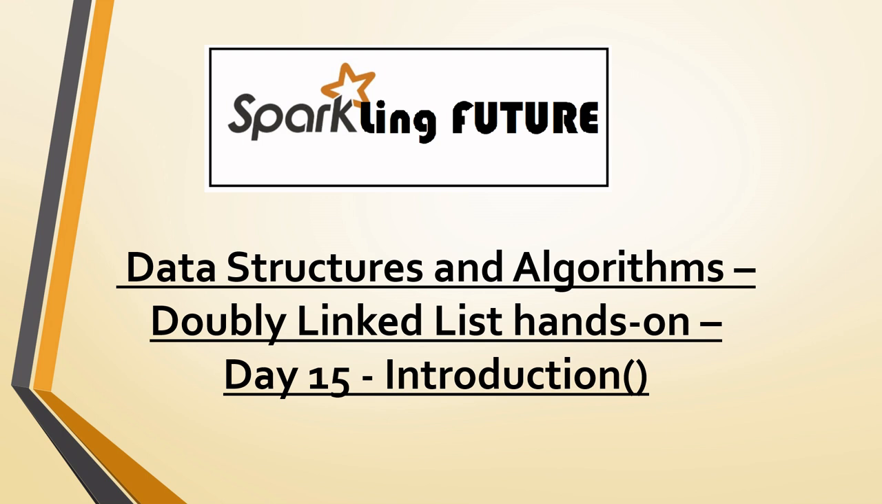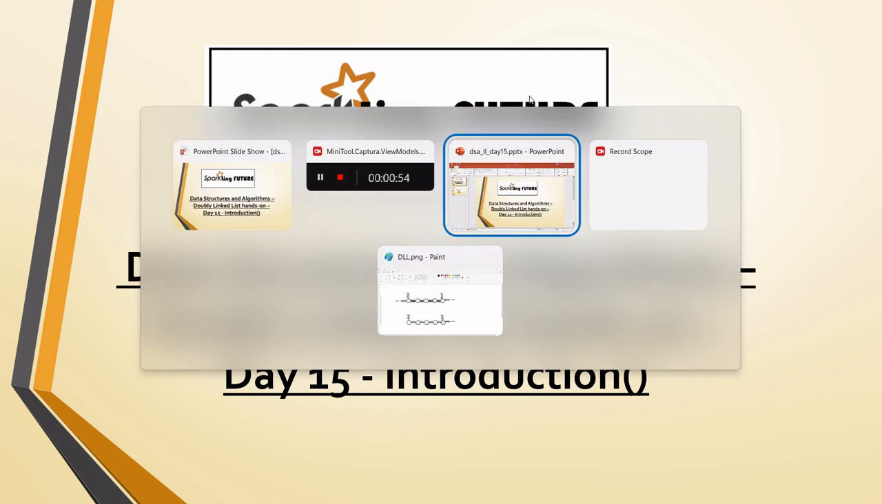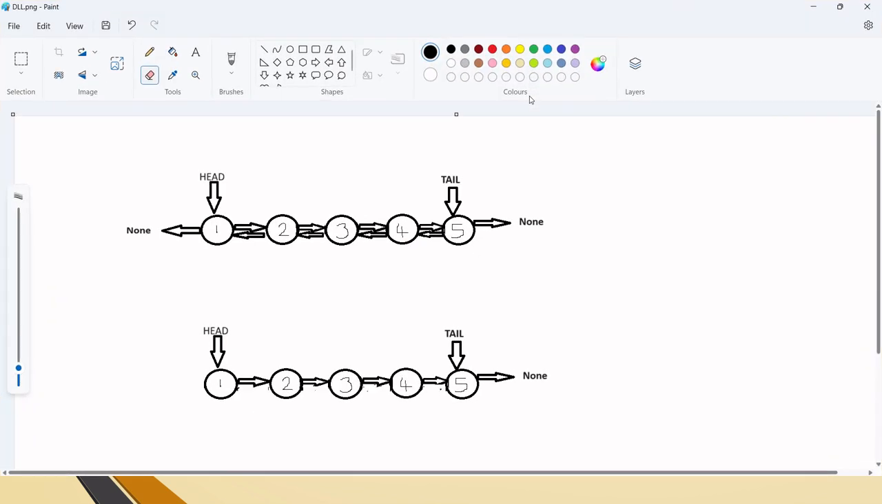A doubly linked list is a type of linked list in which each node contains three components. In the earlier videos, in the singly linked list, we have seen only two components: one is the data and another one is the pointer to the next node. So now, how does this doubly linked list look?